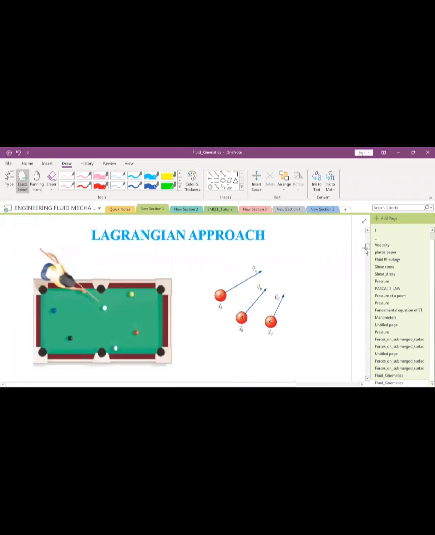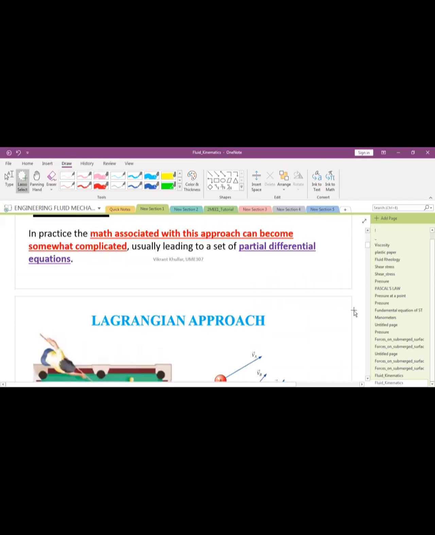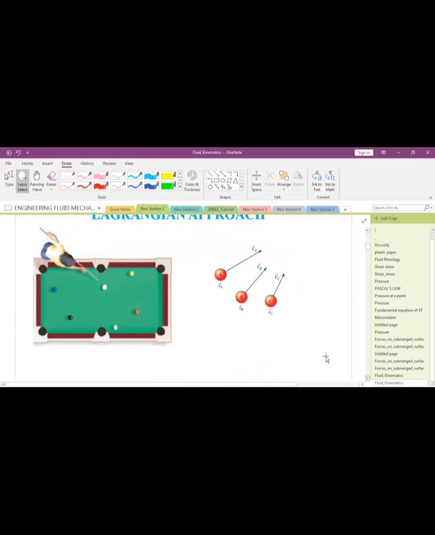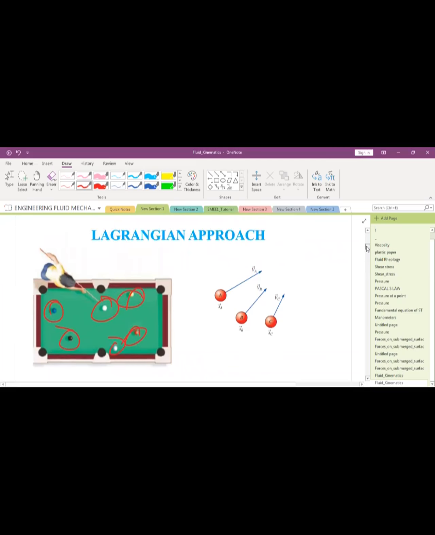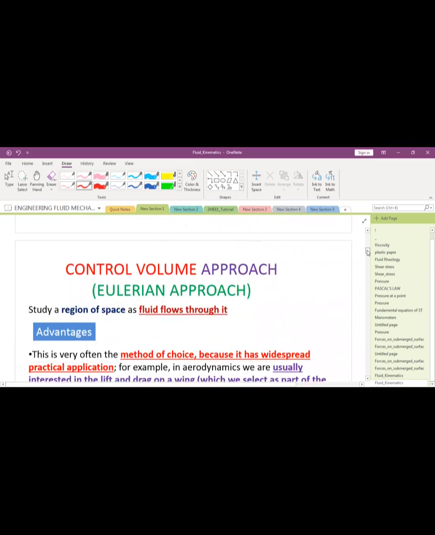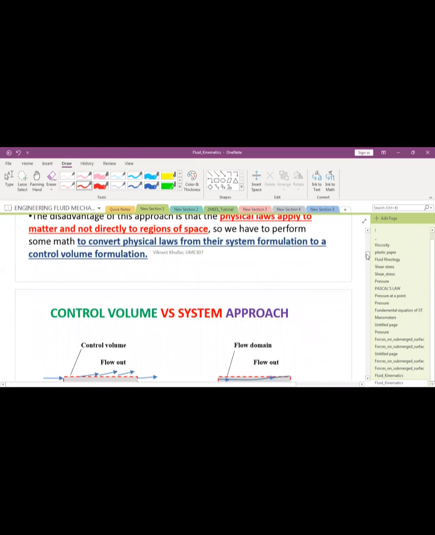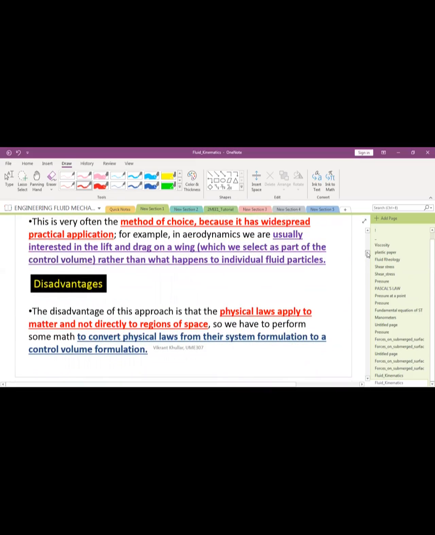So this is what is defining the Lagrangian approach in case of solids. I think you might have seen this. So you are tracking the particle or the ball wherever they are moving. So that is the Lagrangian approach. But opposed to this, you have Eulerian approach. Eulerian approach means you are not bothered what is happening to the individual particle.